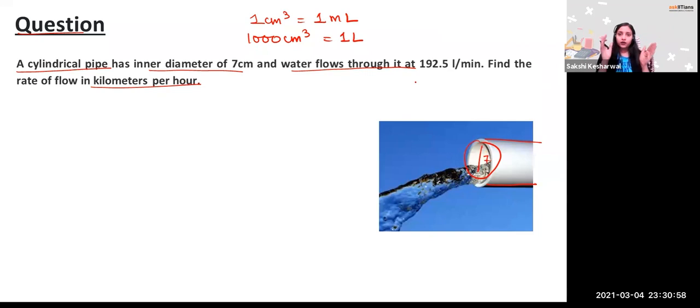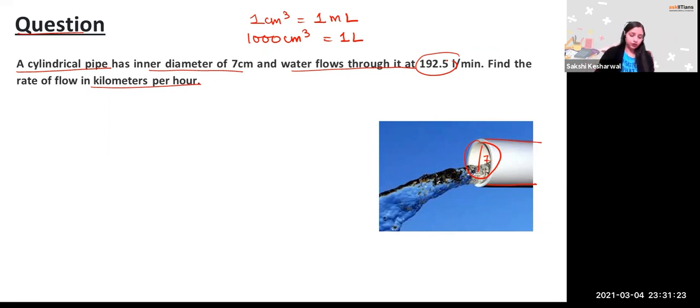192.5 liter of water goes in it or not. So this is basically the volume or not. This is the volume. It says that in 1 minute, how much water has gone into the bucket? 192.5 liter of water has gone into the bucket, right? So what is given? You have to find the rate of the flow, right?